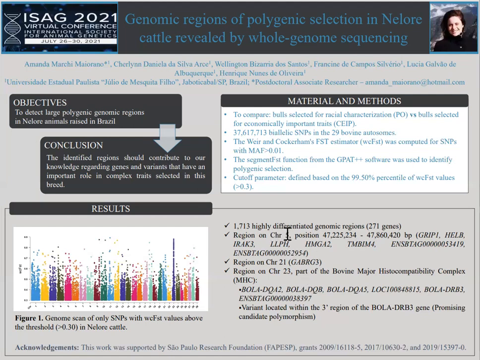The first one located on chromosome 5. This region encompassed many genes and novel genes. For example, this gene here was related to growth and novel score in another study with Nelore cattle. And it was important to comment on this gene here on chromosome 21. It was related to feed efficiency and carcass traits in Nelore cattle in another study.